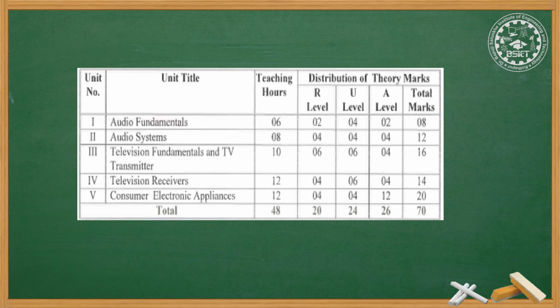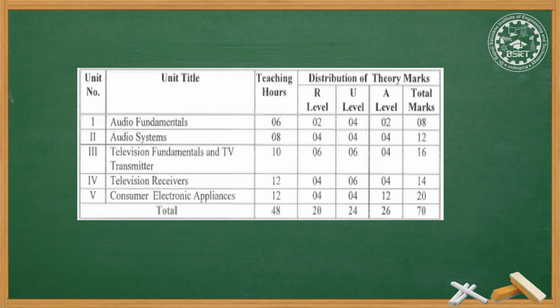Now we know what we are going to study. Now on the screen you are having the marks distribution. In the first unit, audio fundamentals, 8 marks weightage is there. Then for the second unit, marks allotted are 12. Then for the third unit, 16 marks are allotted.